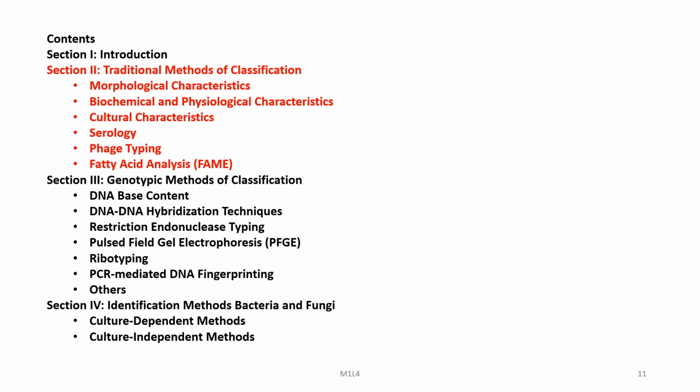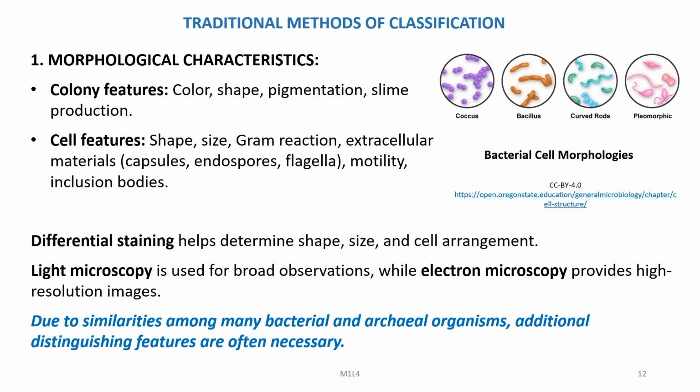Let us now move on to section 2, which deals with the traditional methods of classification. So we begin with the morphological characters. Some of these have actually been discussed in earlier lectures. Still, we will just mention them here, and how they are useful as classification tools.